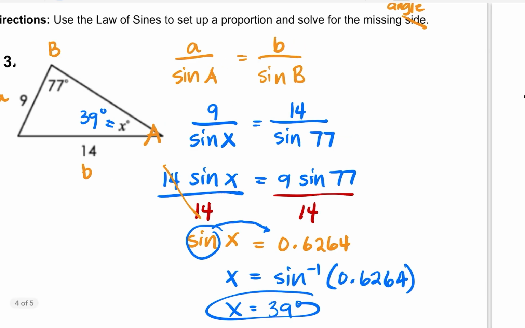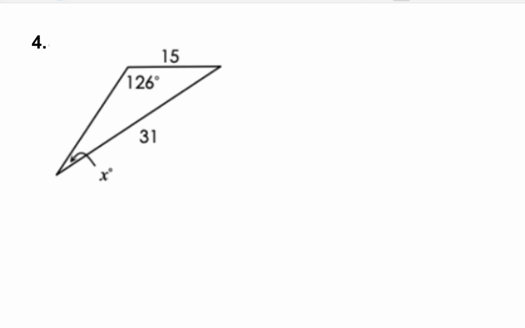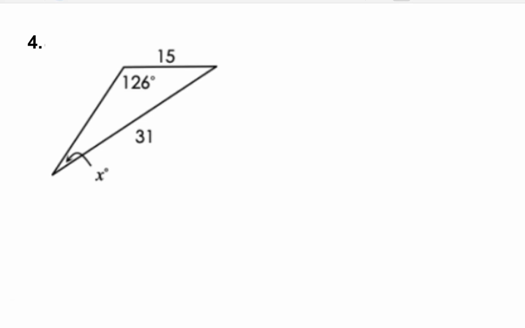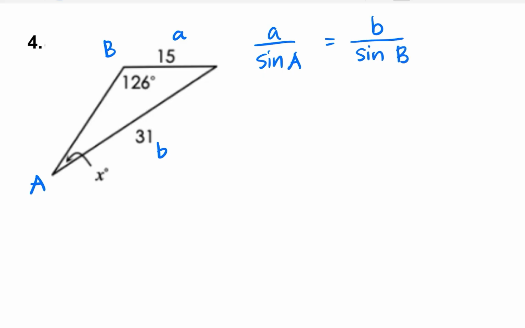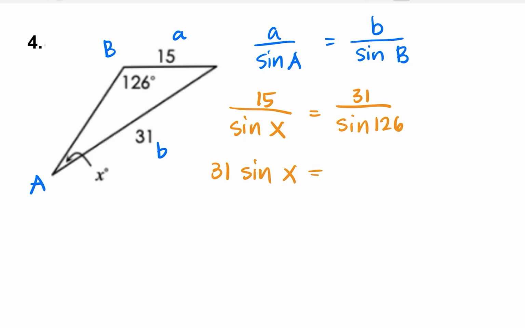Let's try one more problem. Let's label the given. I want to make my missing angle as my A. This is my little a, b over small b. So a over sine A equals b over sine B. Let's substitute. So a is 15 over sine x equals, small b is 31 over sine 126. If we cross multiply, we'll have 31 times sine x equals 15 times sine 126.